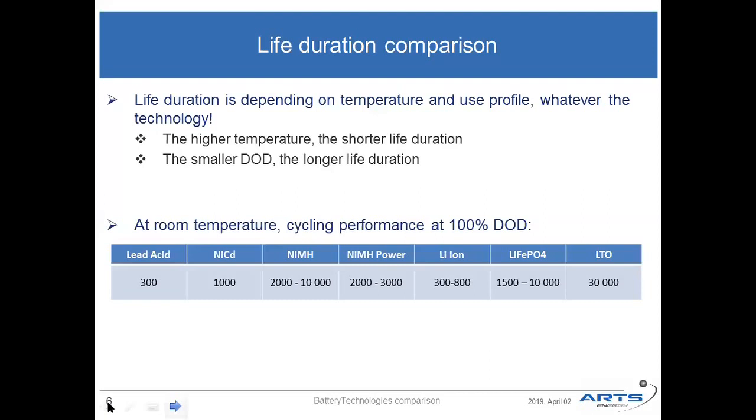If you compare the performance level of the different battery technologies, you can see that, first of all, lead acid is the technology delivering the lowest number of cycles. After that you have the traditional lithium ion with 300 to 800 cycles, then nickel cadmium, and after, I would say that you have three technologies delivering a very large number of cycles: nickel metal hydride, dedicated to cycling, lithium iron phosphate, and titanate.